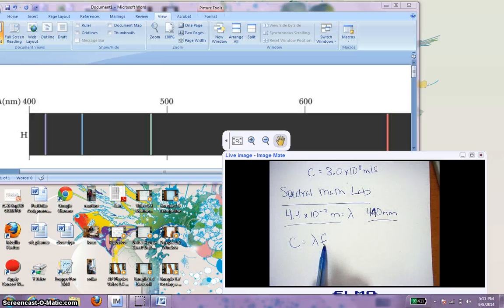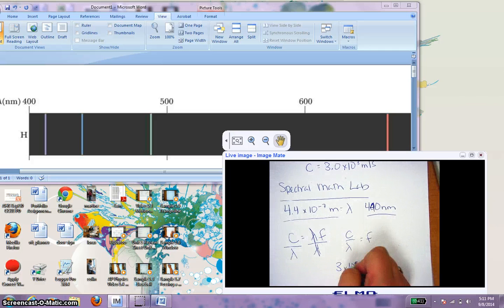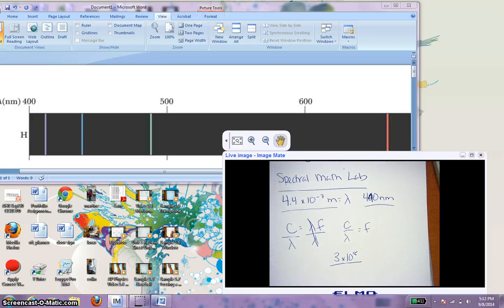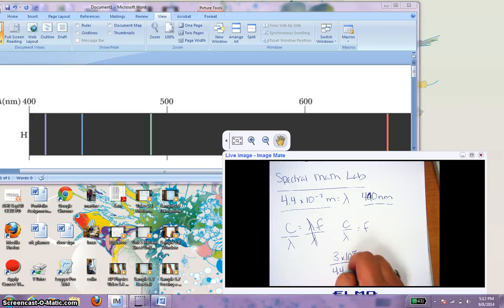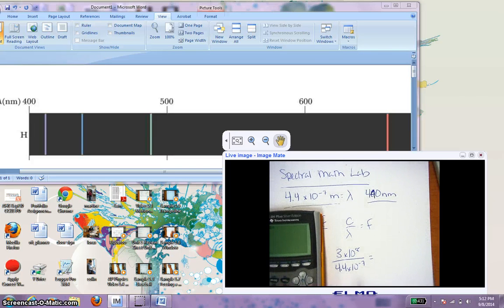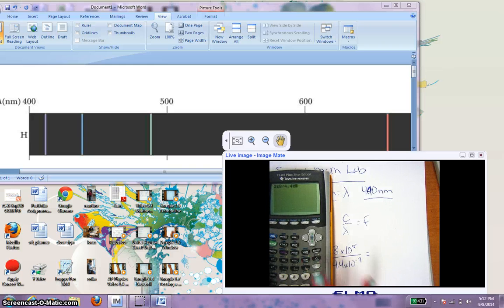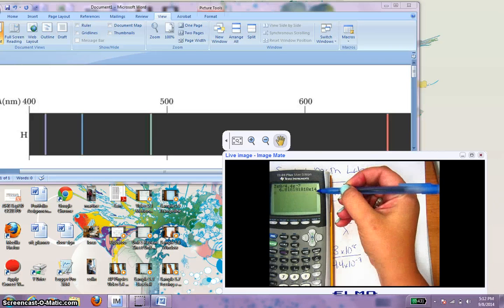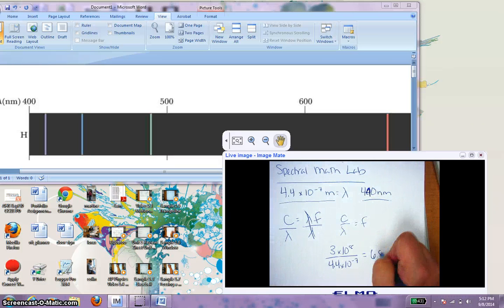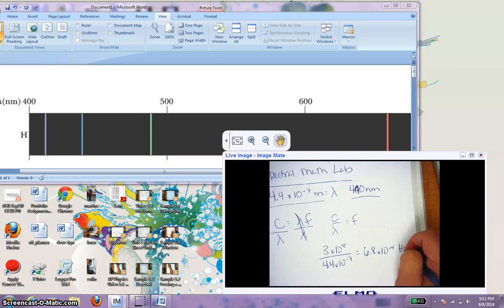So in order to solve this equation for frequency, we're going to divide by wavelength on both sides. And so I end up with C over the wavelength gives me F, right? And in order to calculate that, now I just need to plug in my two values. The C, which is known, so 3 times 10 to the 8th, divided by the wavelength, which is this number right here, so 4.4 times 10 to the negative 7th. And when I do that, I'll get my number for my frequency. So I do 3 e to the 8th, and then I'm going to divide that by 4.4 e to the negative 7th, and I get 6.8 times 10 to the 14th. So 6.8 times 10 to the 14th. And the unit for frequency is hertz.